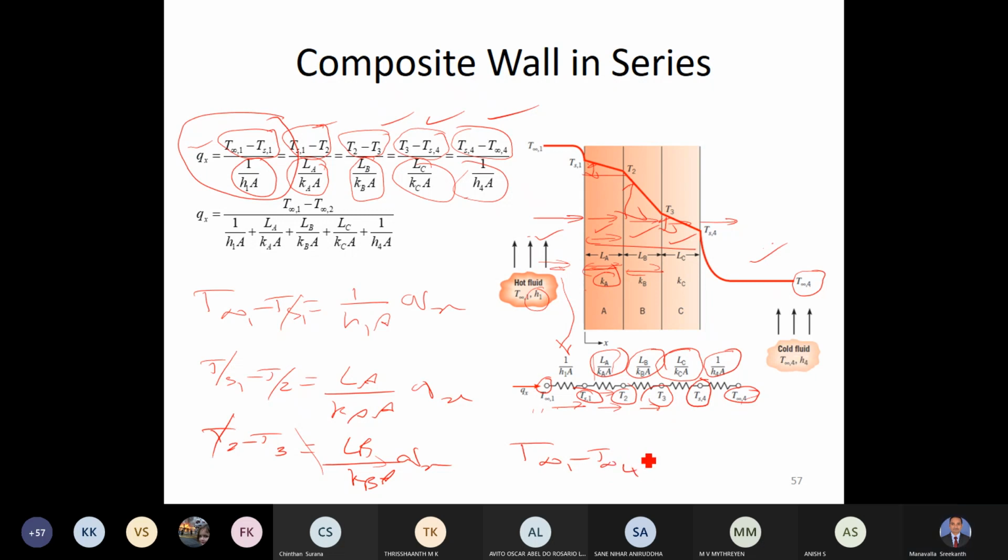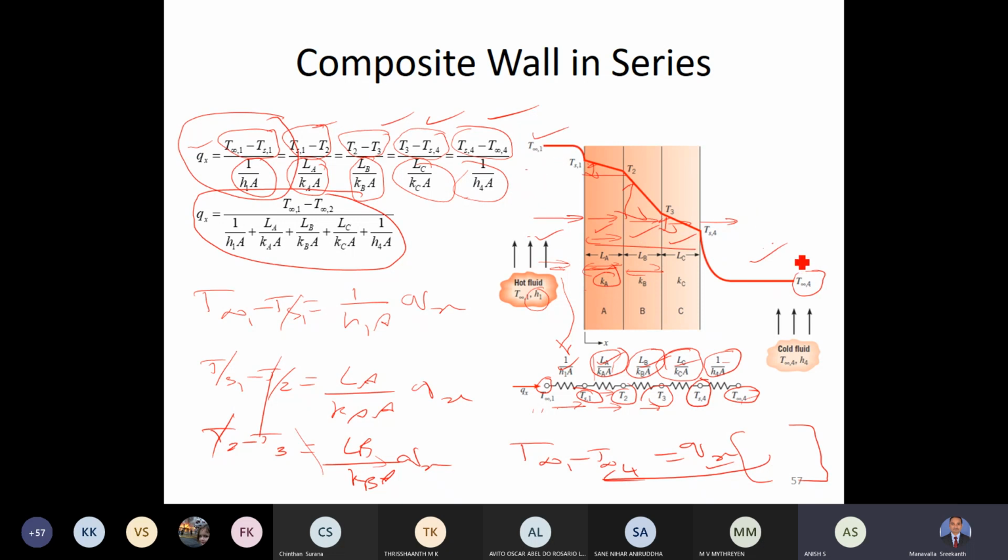And on the right hand side you will have Qx multiplied by all these resistances together, 1 by H1A, this one, this one, this one, this one, all together. Okay, so from that you can write Qx as T infinity 1 minus T infinity 4 divided by this. So that is what is written here. I hope you understood how we got this equation. We have to add all this so that the intermediate temperatures get cancelled. Only the extreme temperatures, only T infinity 1 and T infinity 4, will remain.